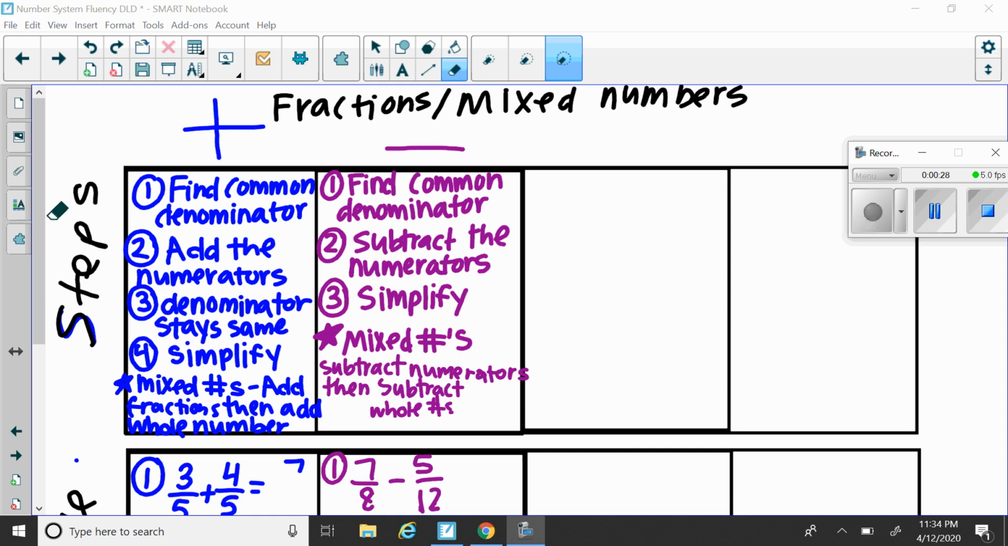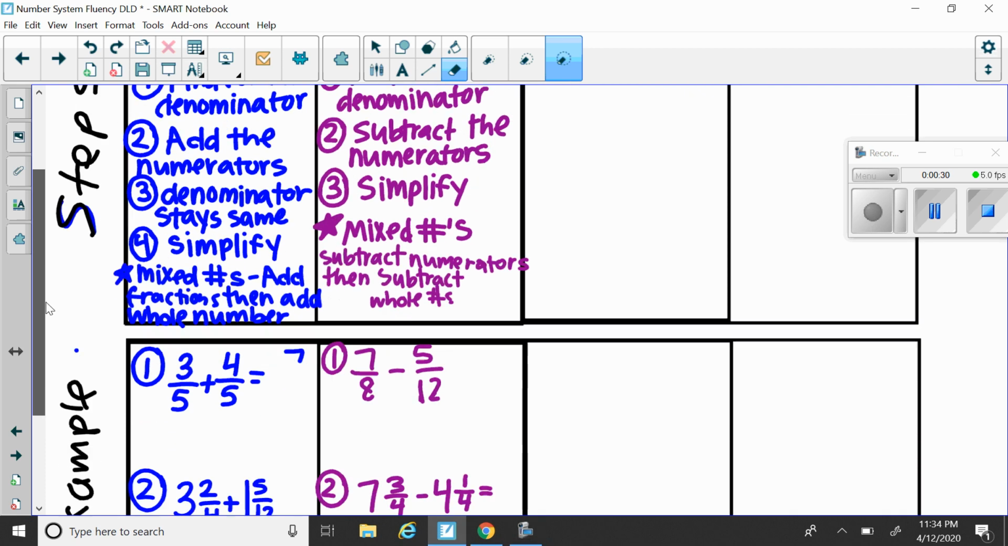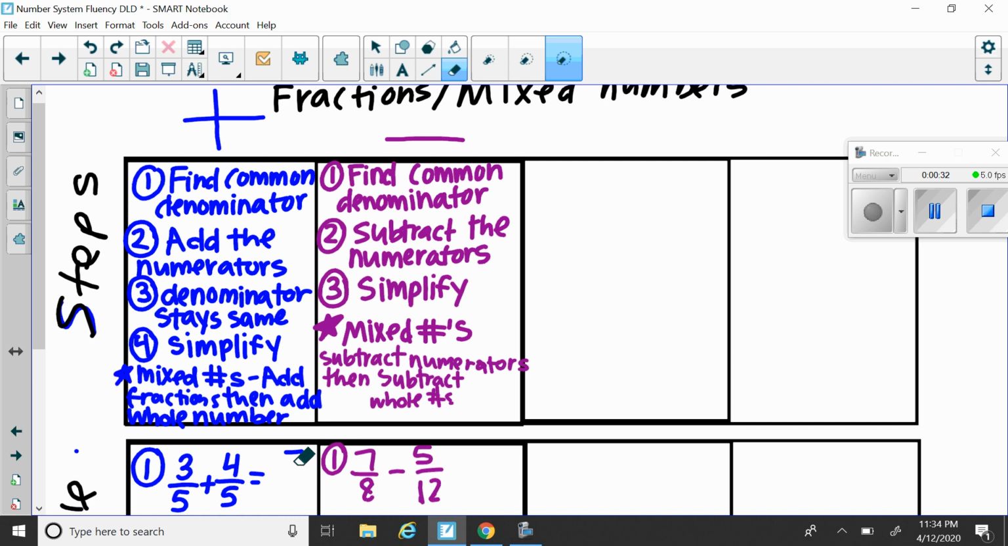So back to this foldable that I showed you guys where the steps are on top and examples are on the bottom. We did these first two examples yesterday, so we're not going to do those today.